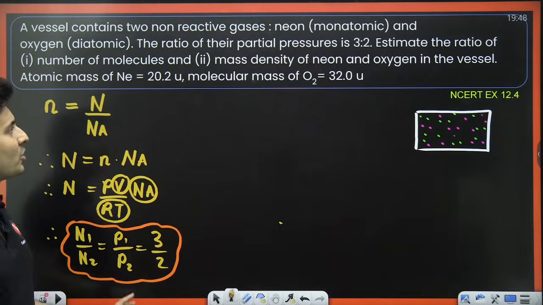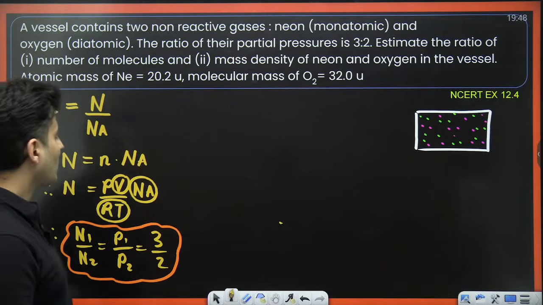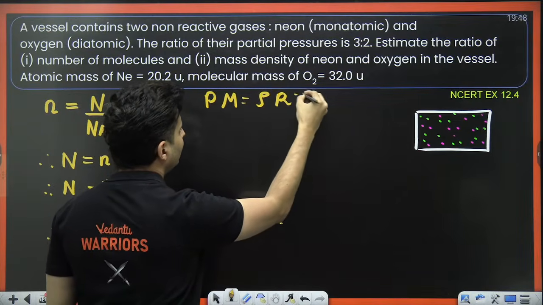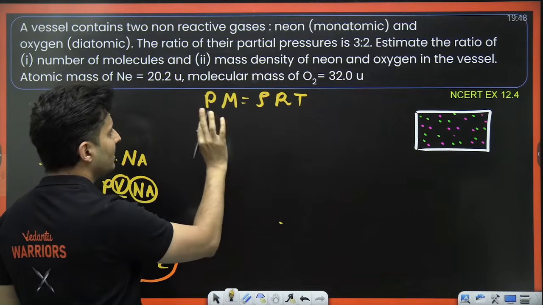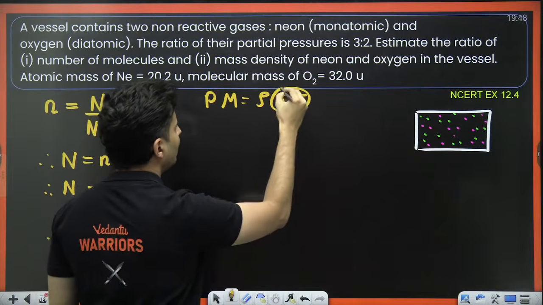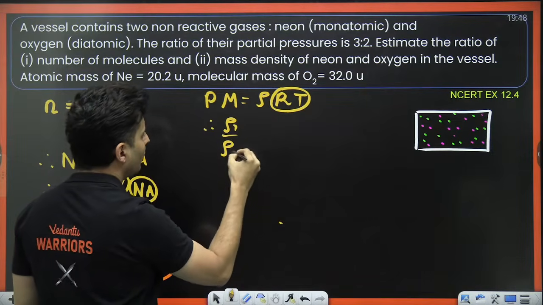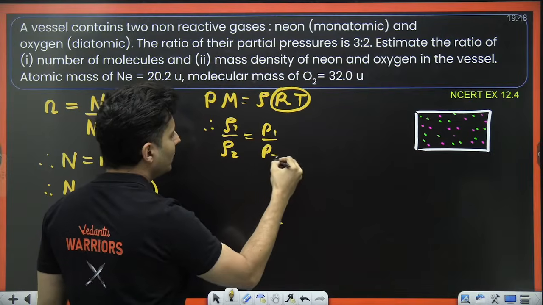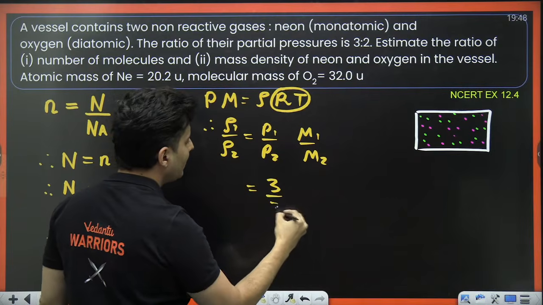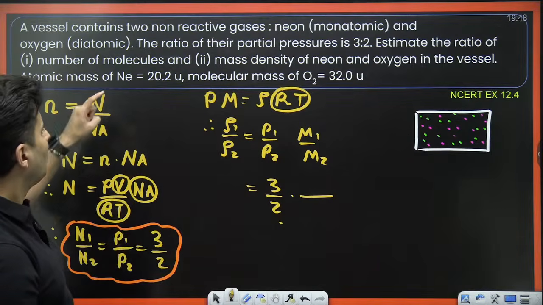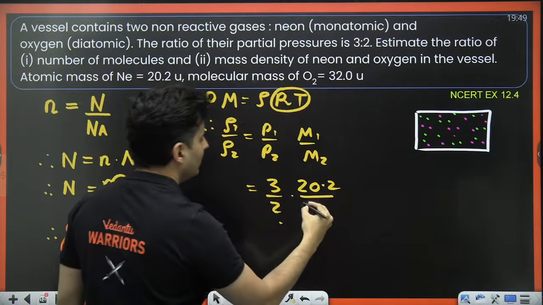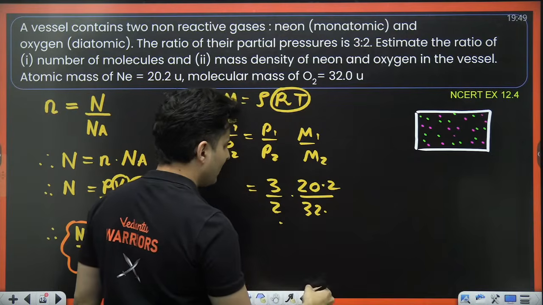Great. Now the next question is about the density. For that, I think I will use PM is equal to rho RT. Now if you notice, the pressures are different, M is also different, R is same and T is same. So therefore, rho1 by rho2 will be P1 by P2 into M1 by M2. Great. What is P1 by P2? It is 3 by 2. What is M1 by M2? Molecular mass of neon, that is 20.2, and this is 32.0, or basically just 32.